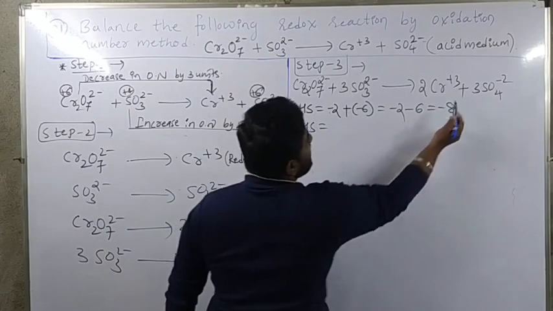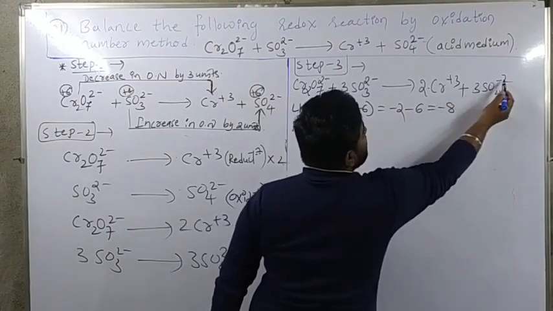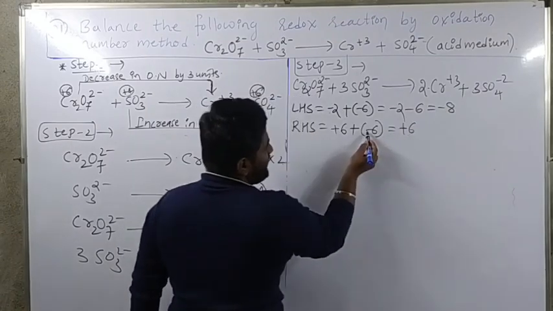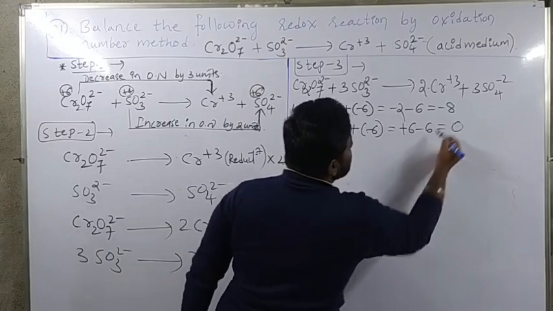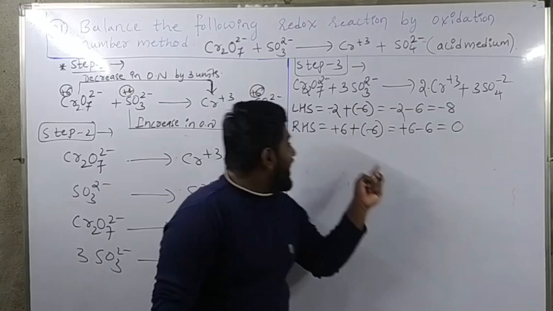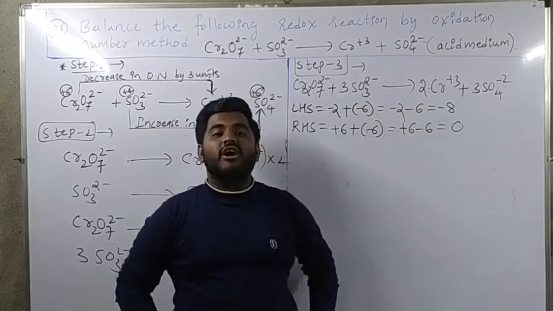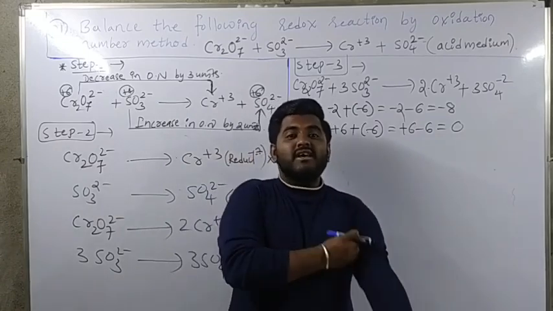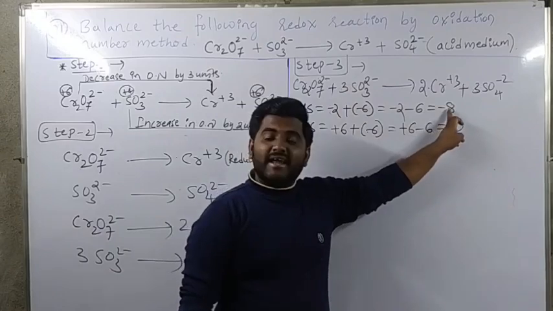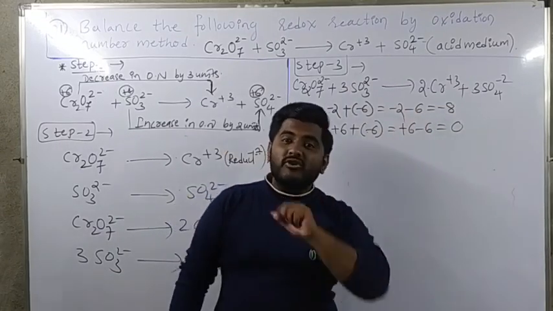Then go for the RHS side. What you are having, you see? Plus 3 into 2, plus 6, plus 3 into minus 2, minus 6. So plus 6 plus minus 6, you will get 0. That means on the LHS side minus 8, RHS side 0. Then what to do? We have to balance the charge. How to balance the charge, guys? On the LHS side minus 8 is there, RHS side 0 is there. Then the LHS side should be 0.